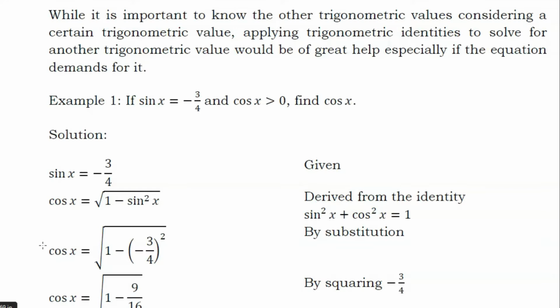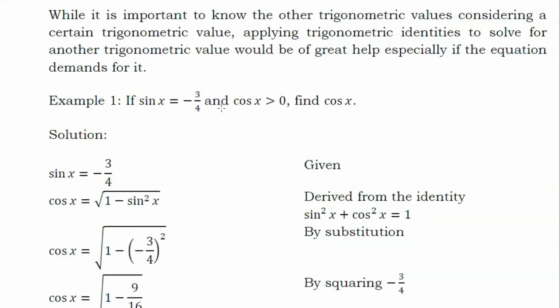So let's have, for example, if sine x is equal to negative 3/4 and cosine x is greater than 0, find cosine x. If you can still remember, in our week 3 video lesson, we solved for this value using the equation of the unit circle, which is x squared plus y squared is equal to r squared, or equal to 1. But this time we're going to apply a trigonometric identity, where we substitute the value of sine x in order to get the cosine x.